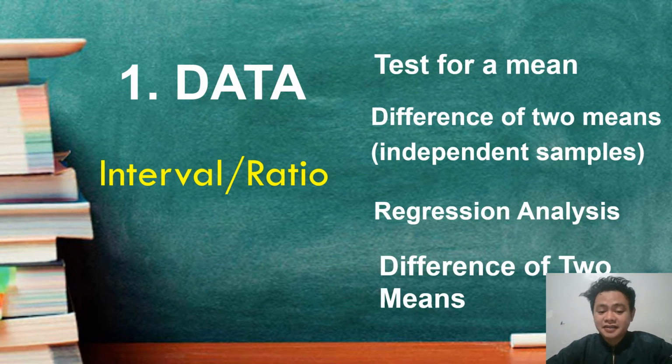Is your data interval or ratio? Now, when we say interval data, also called an integer, it is defined as a data type which is measured along a scale, in which each point is placed at equal distance from one another. So in interval data, it doesn't have a defined absolute 0 point, which is present in ratio data. Some of the statistical tools that you have to use if your data is interval or ratio: test for a mean, difference of two means for independent samples, regression analysis, and difference of two means.